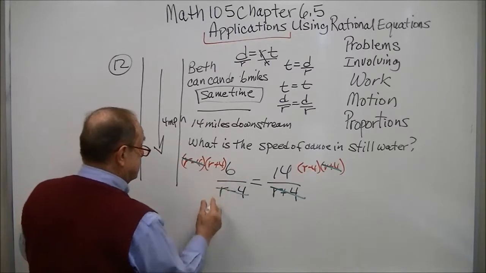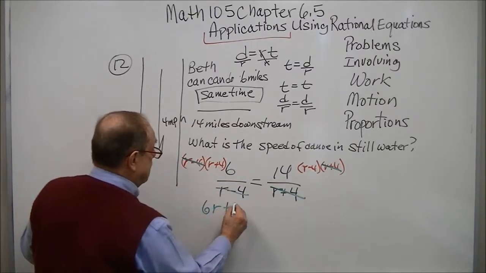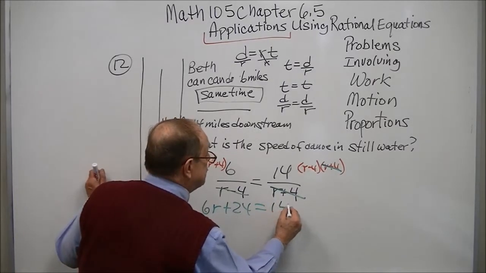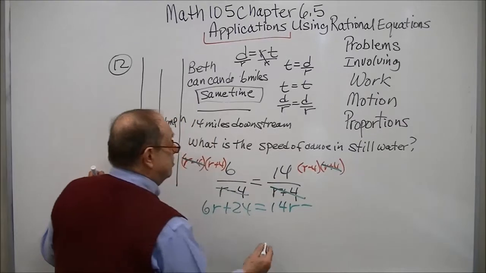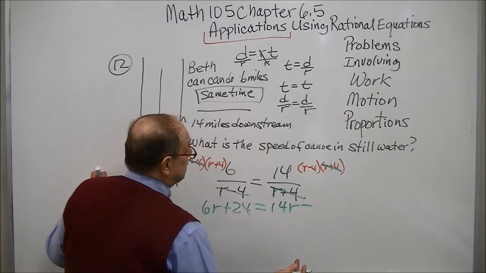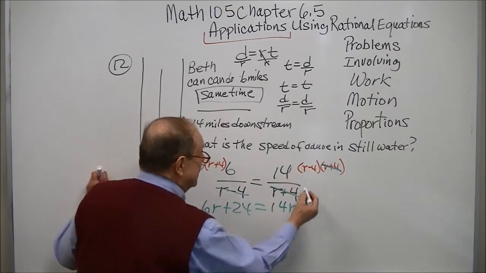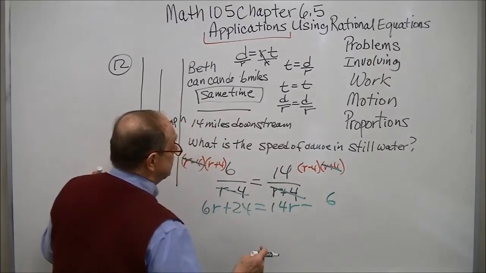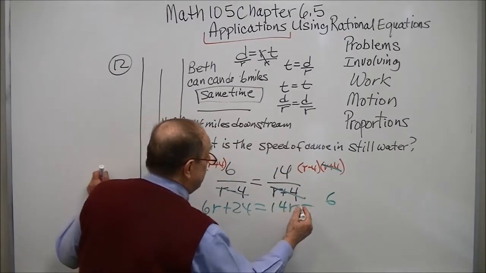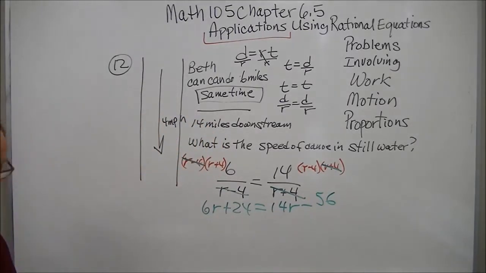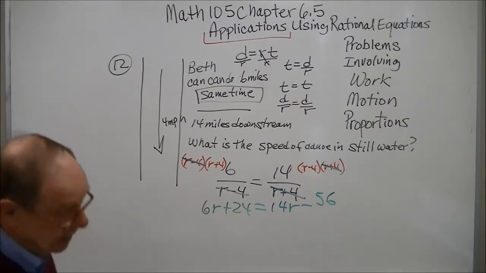And we get 6R plus 24 equals 14R minus, whatever that is. 4 times 4 is 16. 4 times 1 is 4. And 1 is 5. There you go. Okay. And if I look at my work here, I see I have done that already.